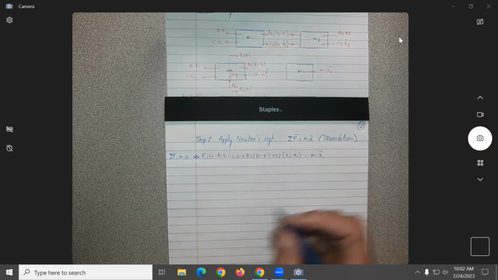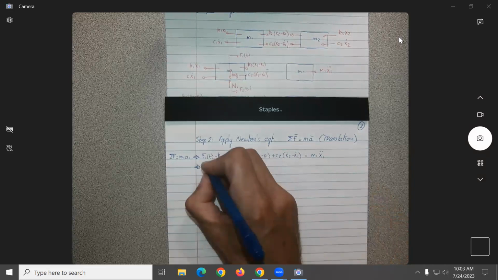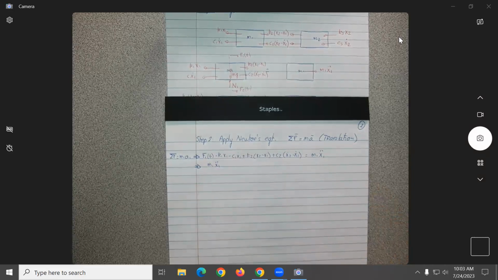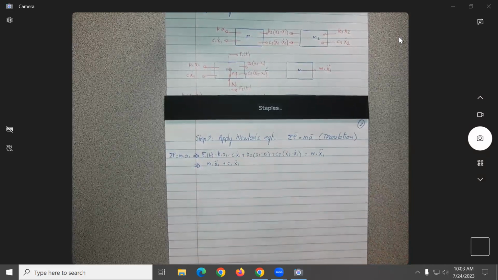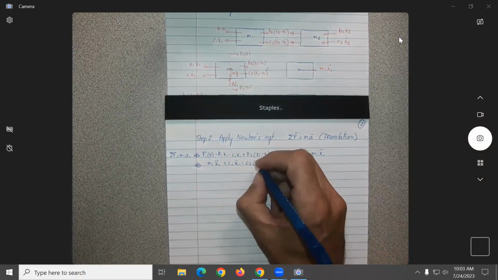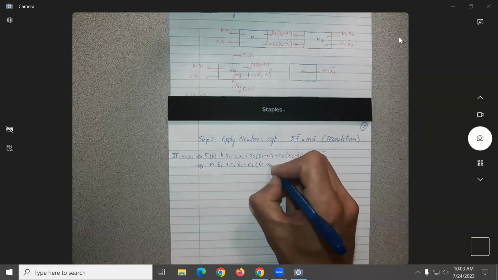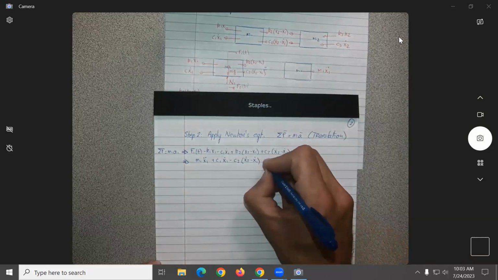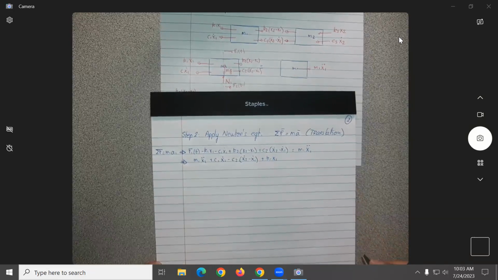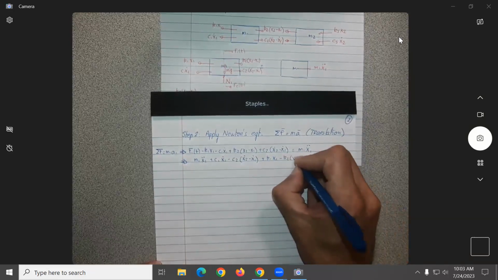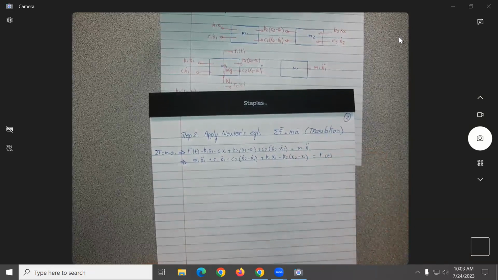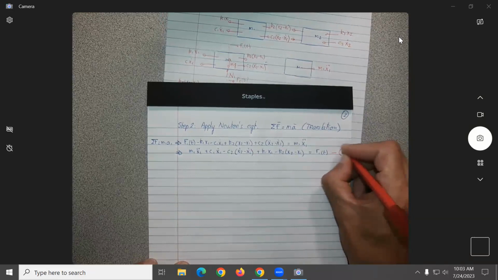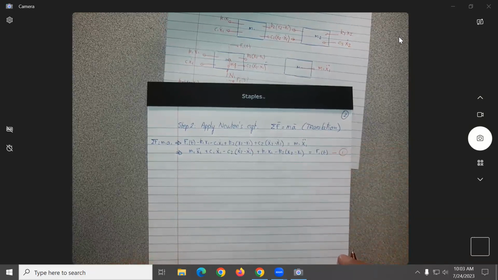Okay, so let me just rearrange this equation. We can rewrite this equation as M1 X double dot 1 plus C1 X dot 1 minus C2 (X dot 2 minus X dot 1) plus K1 X1 minus K2 (X2 minus X1) equal to F1 of T. And let's say that will be our equation 1. Okay, next, what can we do?